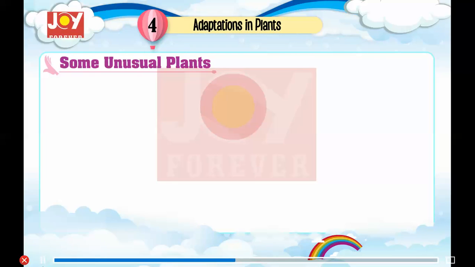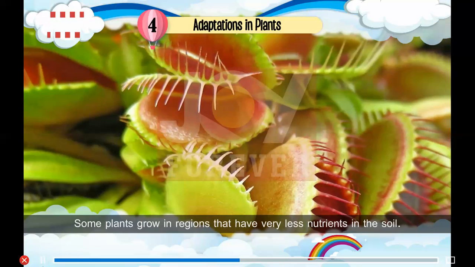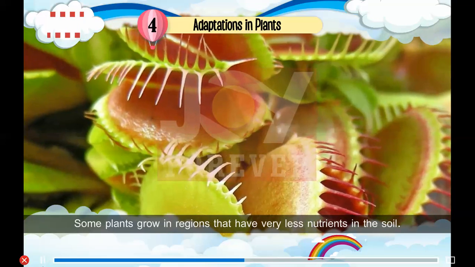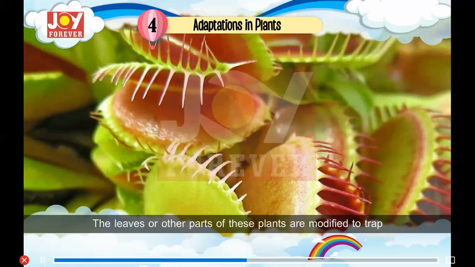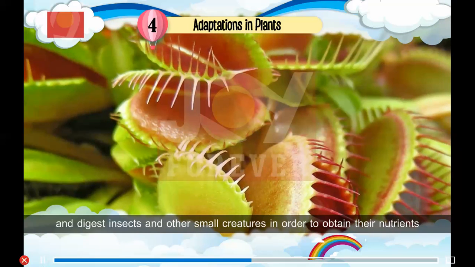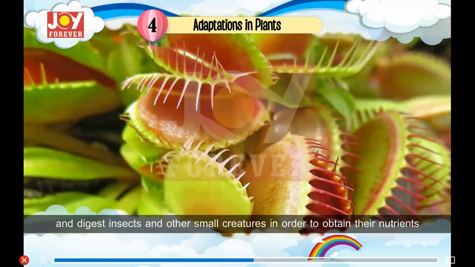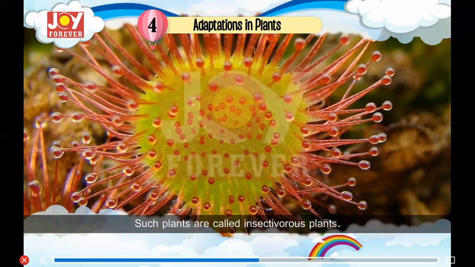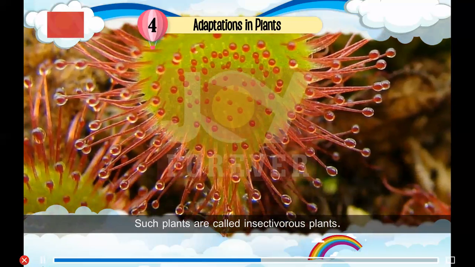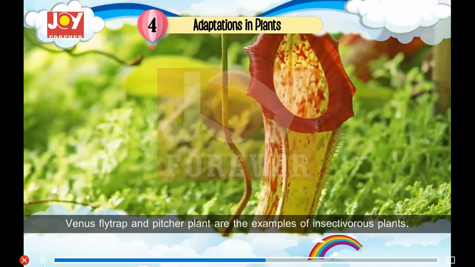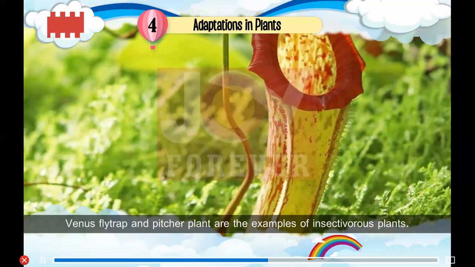Some unusual plants. Insectivorous plants. Some plants grow in regions that have very little nutrients in the soil. The leaves or other parts of these plants are modified to trap and digest insects and other small creatures in order to obtain their nutrient requirements. Such plants are called insectivorous plants. Venus flytrap and pitcher plant are the examples of insectivorous plants.